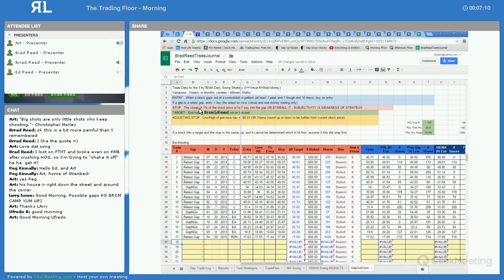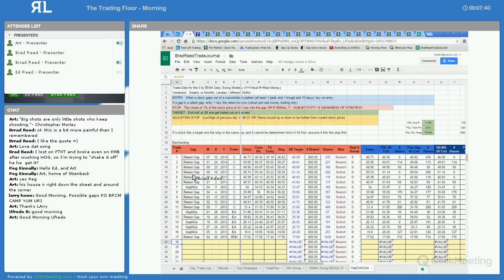The stop is the closer of either 1% of the stock price or halfway into the gap. And then I have to decide, is the gap from the previous close, or is it from the higher low of the consolidation pattern? And then the target is exit half at 2R and trail out the rest. And then adjust the stop below or above the previous day, plus or minus 1 penny, or the 10 EMA.